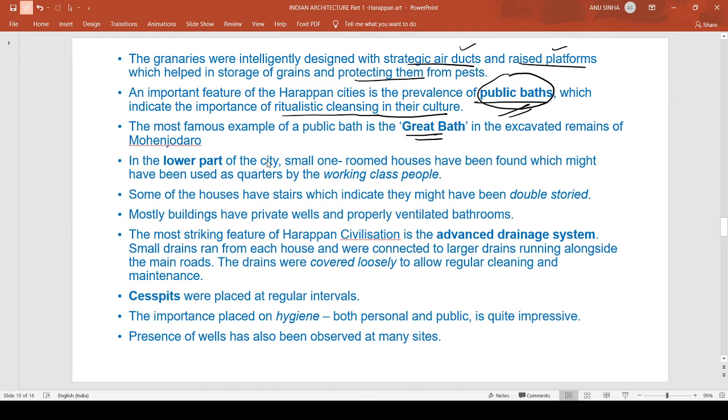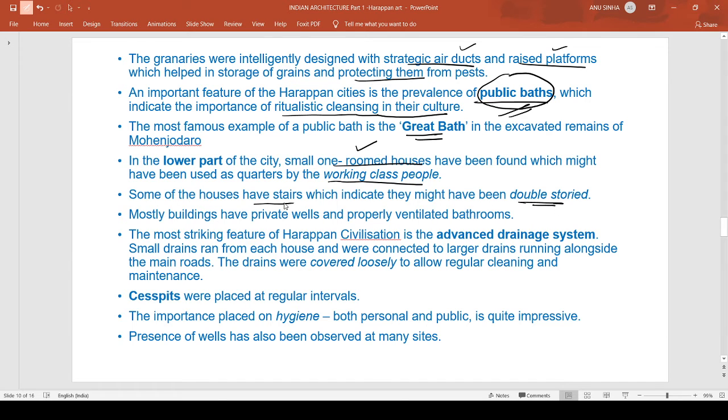In the lower part of the city, small one-roomed houses have been found, which might have been used as the quarters of the working class people. So, in the lower part of the city, mostly the working class people used to live, which lived in the one-roomed houses. Some of the houses have stairs, which indicate they might have double stories.